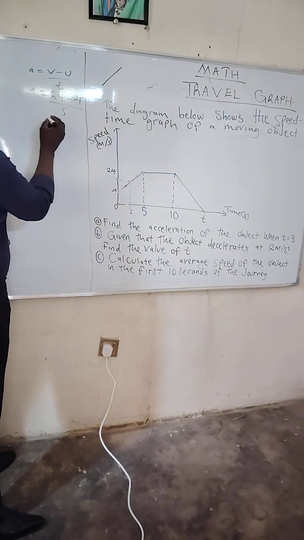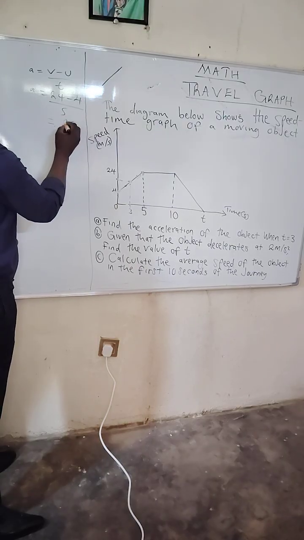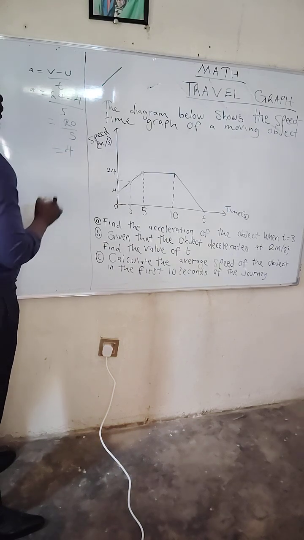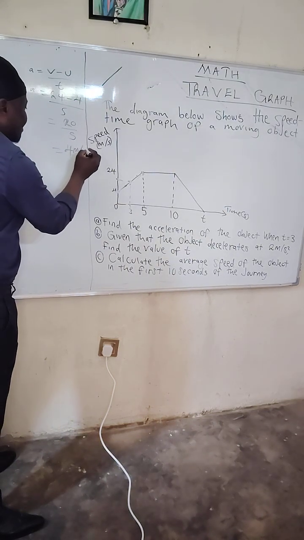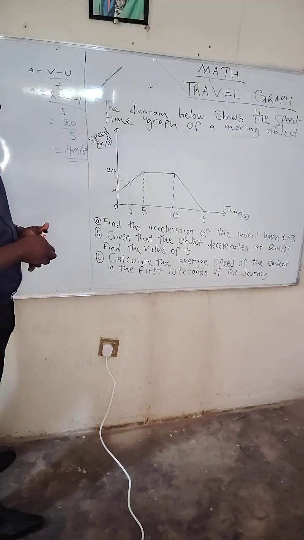So 24 minus 4 is 20, over 5. Then 5 into 20 is 4. Then the unit for acceleration is meter per second squared. So that's the answer for the first one.